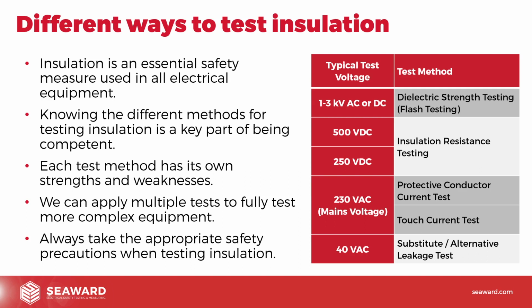Now, the final option on there, and we'll go into this in more detail later on in the presentation, is the substitute or alternative leakage test. This uses a test voltage of 40 volts AC generated by the tester. This can be a battery-powered test, so the tester can do this off battery power or off mains power, but it's not using mains voltage. It's actually generating this 40 volts AC within the tester.